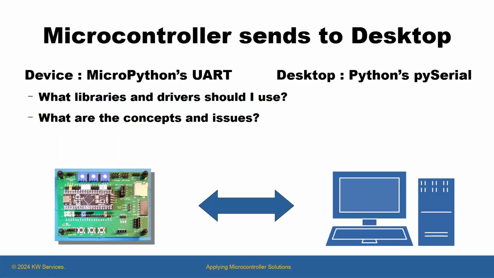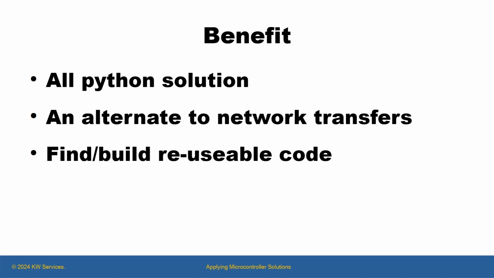In this video, we use the STM32 F411 baseboard with an external Bluetooth UART module to exchange data with a desktop Python application. The benefit of this study is to discover a better approach to data exchange between systems, that is, all Python. It avoids exposing our data to the internet and so provides an alternate to network connections, though I will be using wireless Bluetooth devices. Finally, I want to find, build, and reuse code that can be integrated with future solutions.